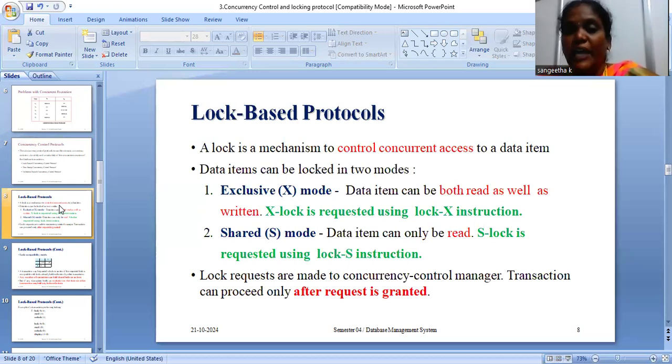There are two types of locks on the data. One is the exclusive lock and the other is the shared lock. The exclusive lock is represented by X. If a transaction obtains an exclusive lock, it can read as well as write. Before starting the transaction execution, it must obtain the lock. With a shared lock, the data item can only be read. Lock requests are made to the concurrency control manager, and the transaction can proceed after the request is granted.